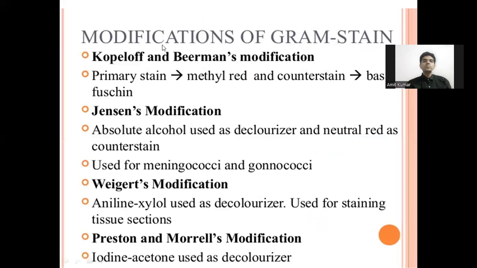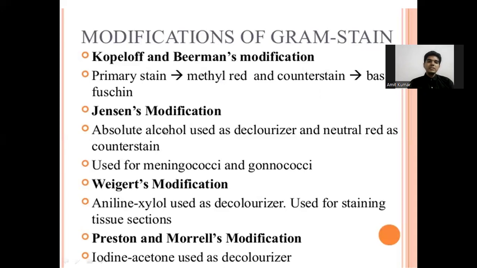So this slide shows modifications of gram stain. There are different modifications of gram stain. Number one is Kopeloff and Beerman's modification. In this modification, the primary stain is methylene blue, and the counter stain is basic fuchsin.